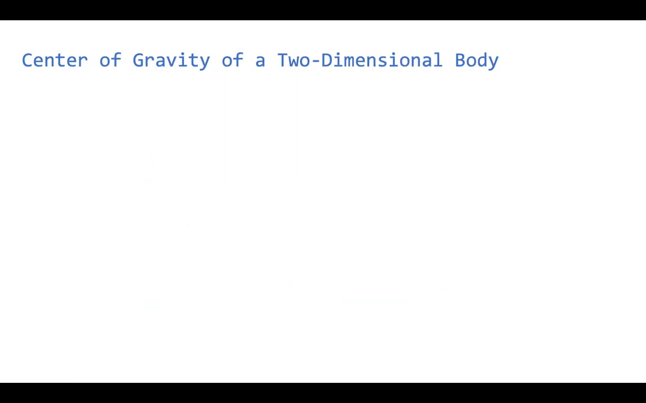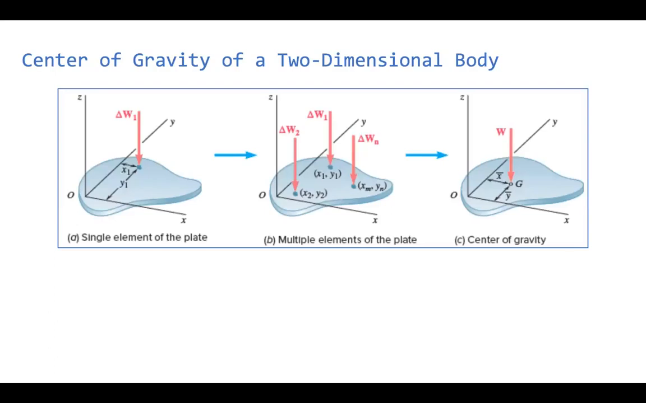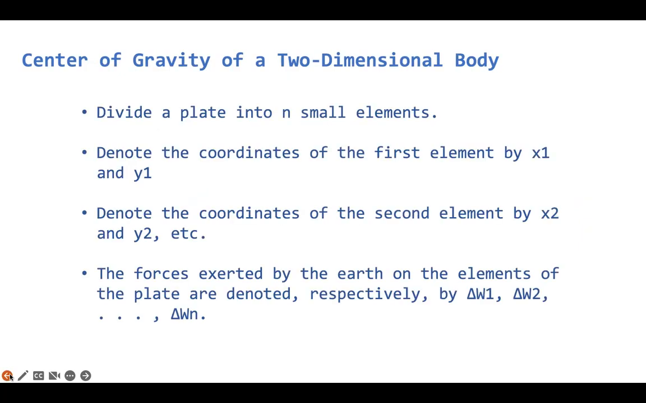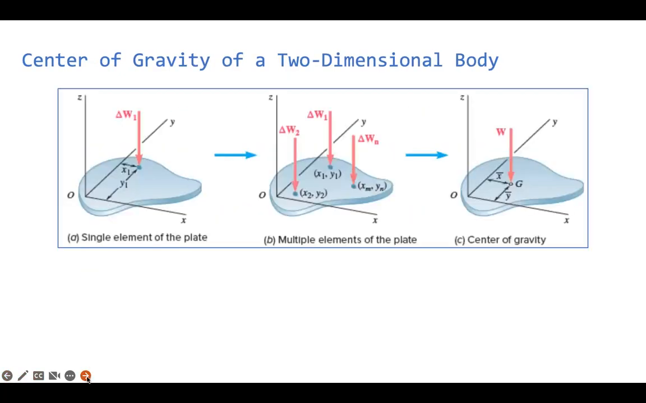Center of gravity of a two-dimensional body. So here we see how we calculate this. I walked you guys through the process just now. A single element of the plate. First, we apply the weight force there. Each element on the plate exerts a specific weight, and then we have multiple elements of the plate that each exert a small weight, and then each of those small weights can be summed up to the center of gravity. Basically a point where we can concentrate the weight.